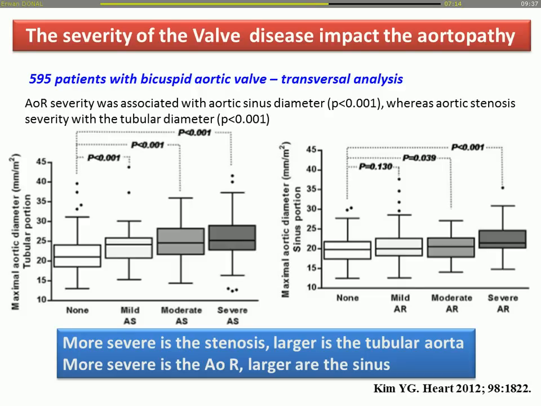I want also to share with you this paper, which is, I think, very important, demonstrating that the severity of the valve disease impacts the aortopathy. So the more severe the stenosis, the larger the dilatation of the tubular aorta, and the more severe the aortic valve regurgitation, the larger the sinuses. I think it's important to keep that in mind.